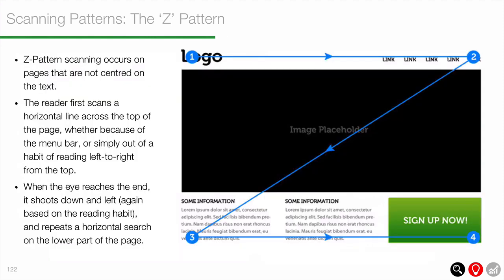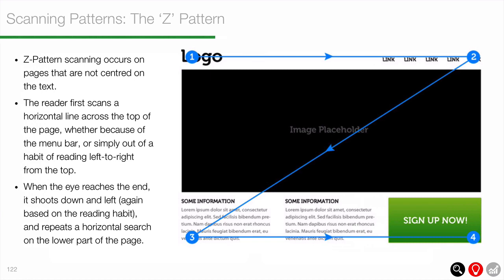The second scanning pattern is the Z pattern. So Z patterns occur when it's not just centered on a piece of text, for example. So often you find in some web designs that you've got an image placeholder, you've got some information, and then when you've got a clear call to action, the best place to have that clear call to action is on that right position there. And obviously there are exceptions to the rule. But the eye, again, goes left to right, and then it scans back down to that copy, and then over to that call to action. So I think that's a really important thing to bear in mind.